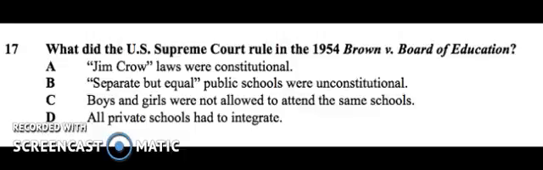Question 17. What did the U.S. Supreme Court rule in the 1954 Brown v. Board of Education? A. Jim Crow laws were constitutional. B. Separate but equal public schools were unconstitutional. C. Boys and girls were not allowed to attend the same schools. Or D. All private schools had to integrate.